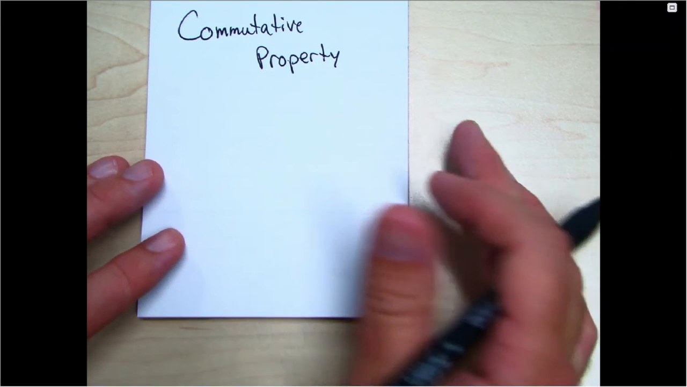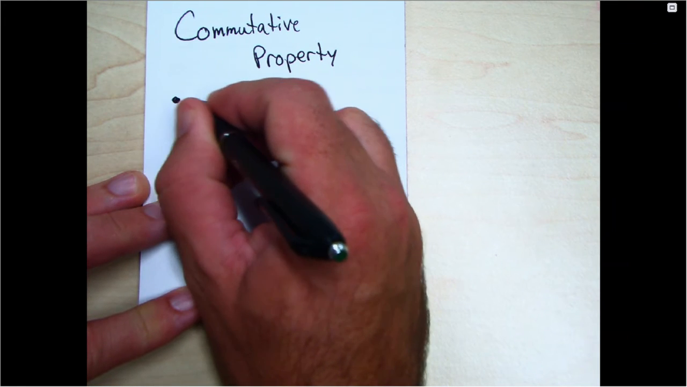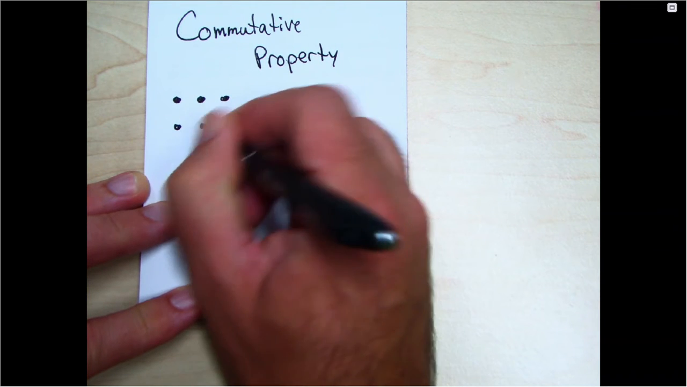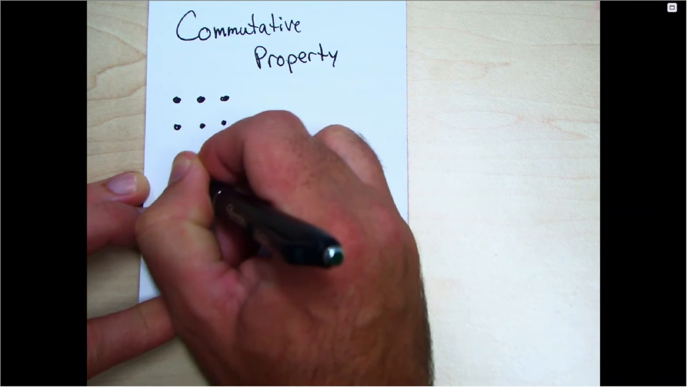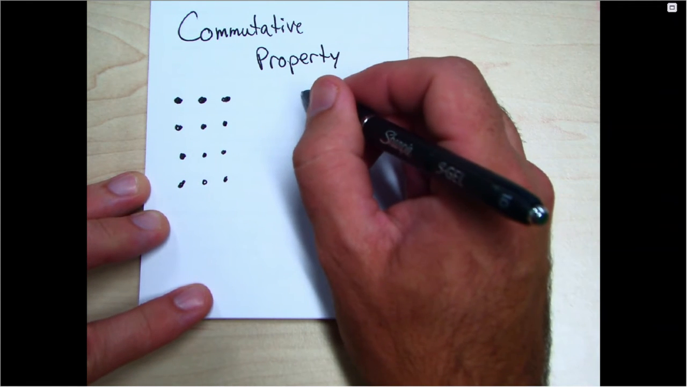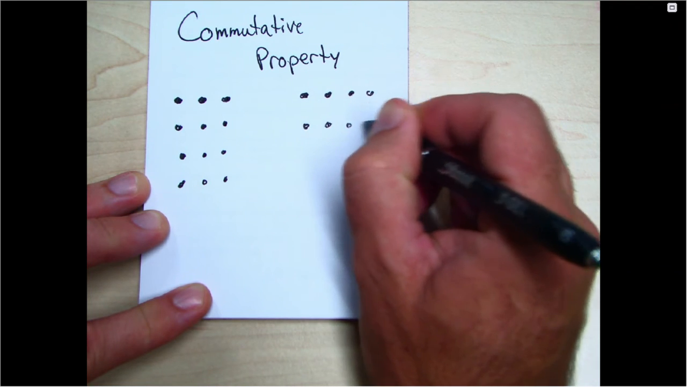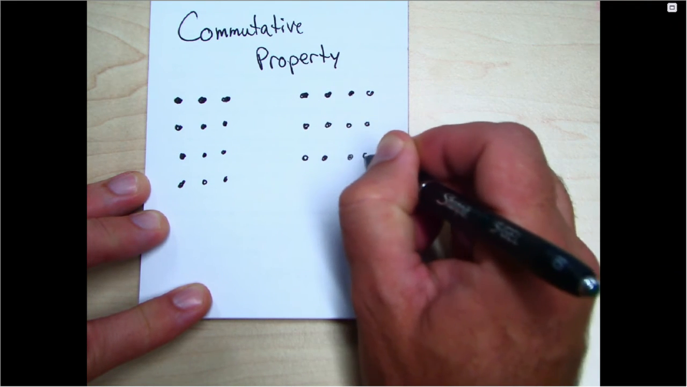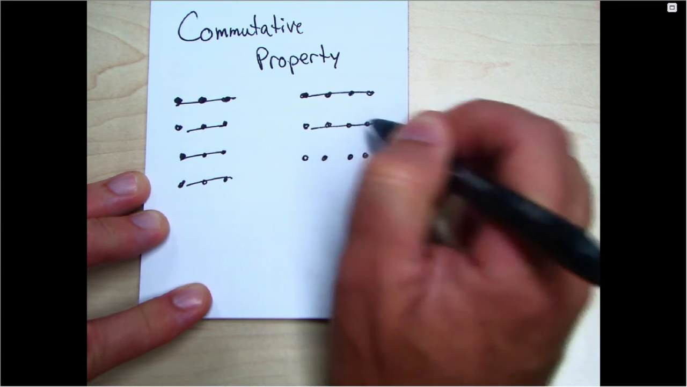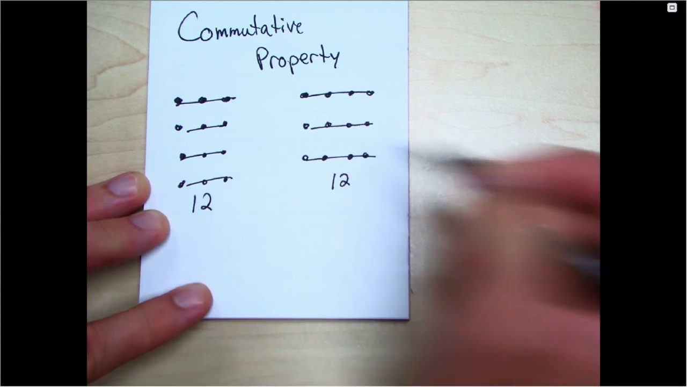So what the commutative property says is that I can have two pictures. Maybe this one has 4 rows of 3, and then the next one has 3 rows of 4. And even though these pictures look different, the answer of how many dots is still 12.